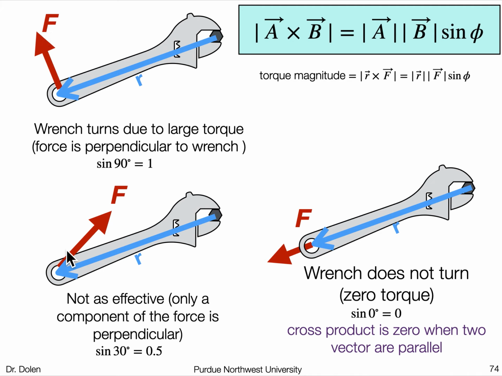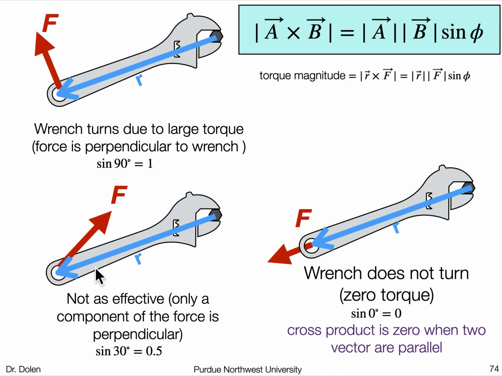Right? If I was to apply the same force, but just in a different direction from the same point, I wouldn't get as much torque. Right? If I'm applying this force in this direction, well, this force has some component which is down towards that bolt, and that's just pushing on the bolt, right? That's not going to make that bolt turn. It's only this component of the force in this direction perpendicular to this r vector, which is going to make that wrench turn. So this is going to give me less torque.